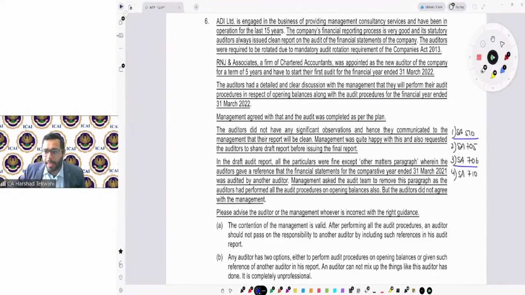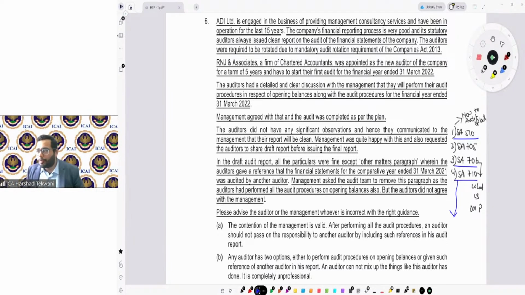I'll tell you what. SA 510 talks about how to audit opening balances. SA 706 specifies what is an other matter paragraph. So 510 talks about how to audit opening balances, and SA 706 specifies what is an other matter paragraph. The actual requirement is coming from SA 710.